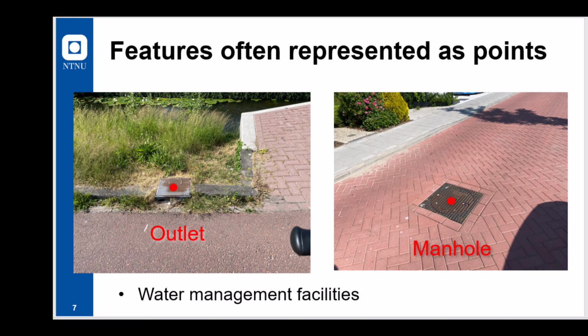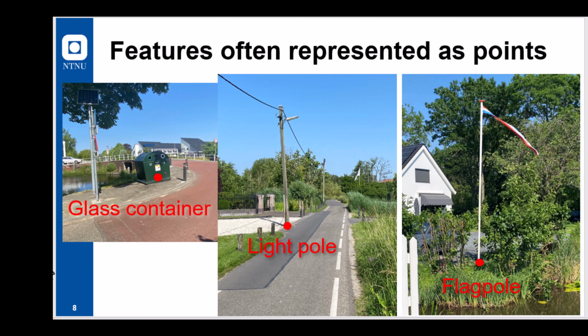And here are two examples of features in our urban environment that are typically represented as points. We have an outlet where the surface water will drain, and a manhole that enables access to the water infrastructure and possibly other infrastructures. Other examples of features often represented as points include a glass container, a light pole along a road, and a flagpole in someone's garden.